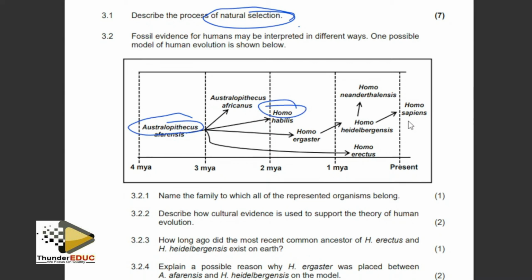To which family do humans belong? Name the family to which all the represented organisms belong. We belong to Hominidae. Then they are saying, describe the cultural evidence used as a tool. You see, I explained it. All these tools are other ones.